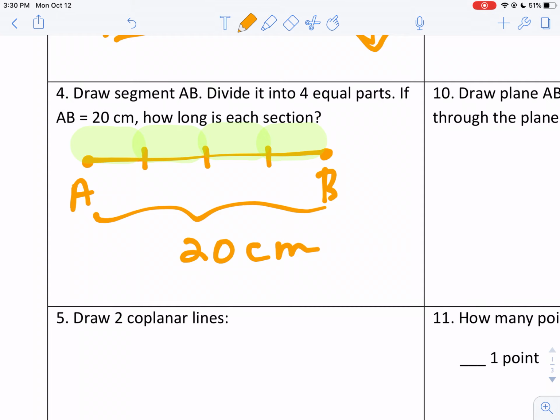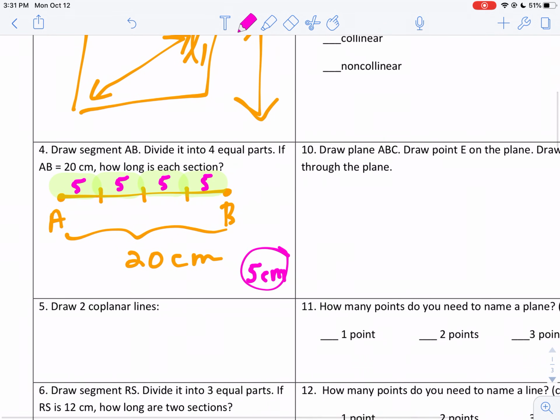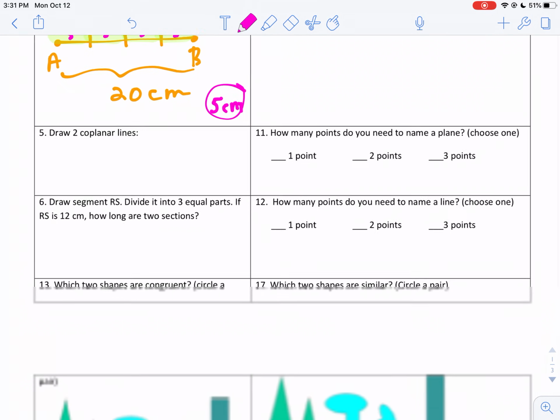And then you will realize that if you do that, you are going to get 5 centimeters here, 5 centimeters there, 5 centimeters there, and 5 centimeters there. So your answer is each section is 5 centimeters. Okay, so again, just a little bit of reading, a little bit of following directions. Also, practicing knowing your vocabulary words.